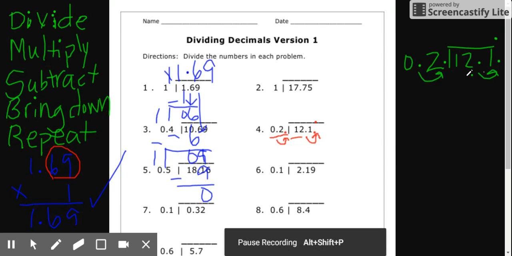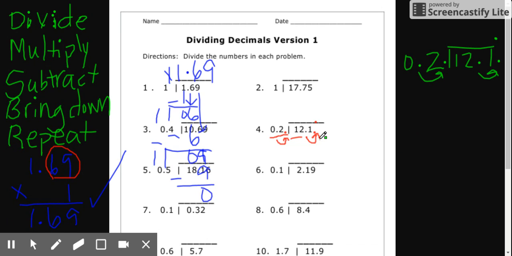Okay, so I've moved it over here the same way I did over here, so we can go ahead and divide. How many times can 2 go into 1? Or how many groups of 2 can I make out of 1? None, because I don't have enough, if I have 1, to make a group of 2. So I'm going to put a 0.